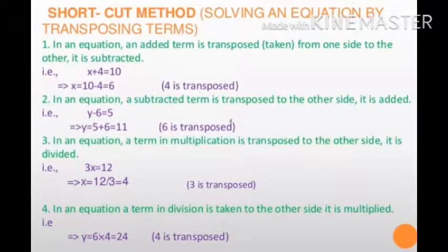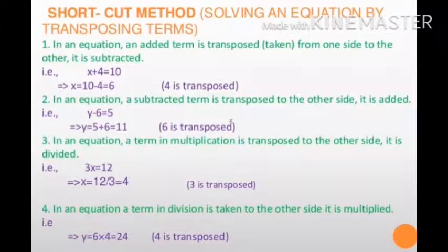If it is multiply, then it is divide on the other side. If it is divide, then it will be multiply on the other side. This is basically called transposing a term with the sign. Now let us take an example.